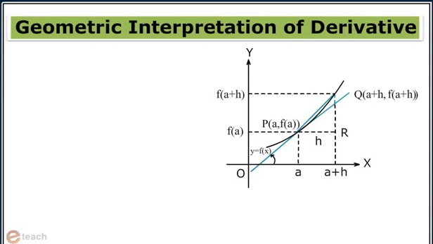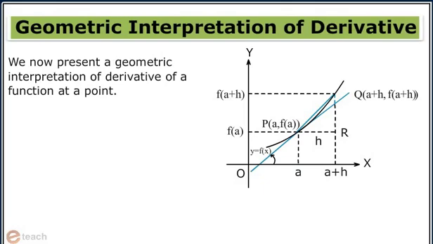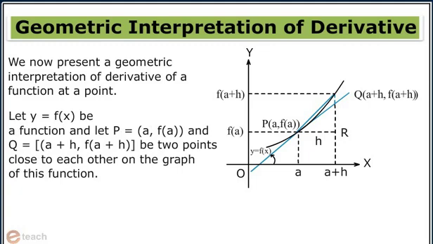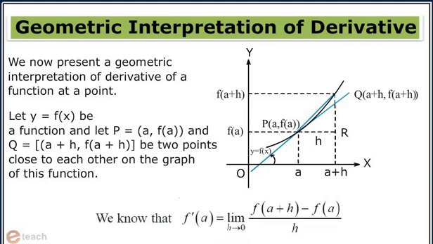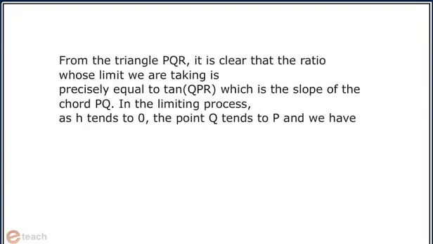Geometric interpretation of derivative. We now present a geometric interpretation of the derivative of a function at a point. Let y equals f(x) be a function, and let P equals (a, f(a)) and Q equals (a plus h, f of a plus h) be two points close to each other on the graph of this function. From the triangle PQR, it is clear that the ratio whose limit we are taking is precisely equal to tan QPR, which is the slope of the chord PQ.